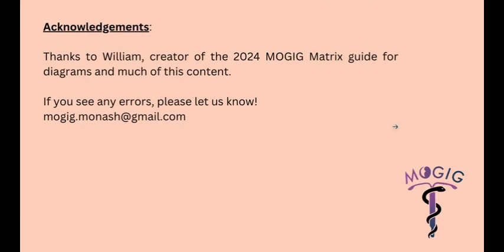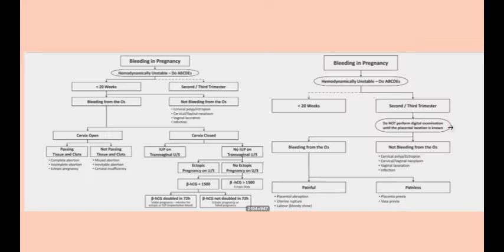And of course, it's really important, as per usual, to acknowledge these are student-made lectures, so there may be mistakes in them. If you do find a mistake, please let us know on this email. And I'd also like to acknowledge William, who made the 2024 MOGIG Matrix Guide. A lot of the diagrams I've used in here and some of the content has come from his guide, so I just want to acknowledge him, and it's a really great guide you can access in our resources folder on the Google Drive.